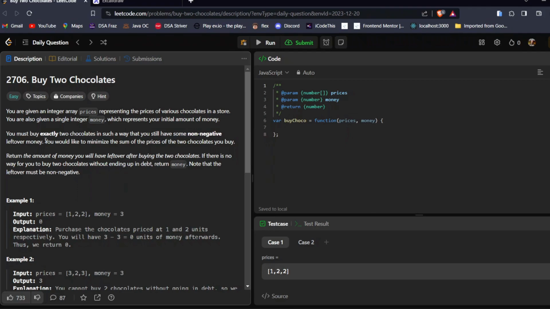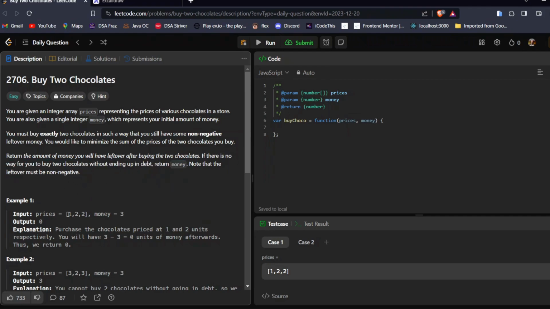So this is the most important line: you would like to minimize the sum of the prices of the 2 chocolates you buy. At the end, we have to return the amount of money you will have left over after buying exactly 2 chocolates. Exactly 2 chocolates. So if there is no way we can buy 2 chocolates, and the number we get is negative, we have to return money.